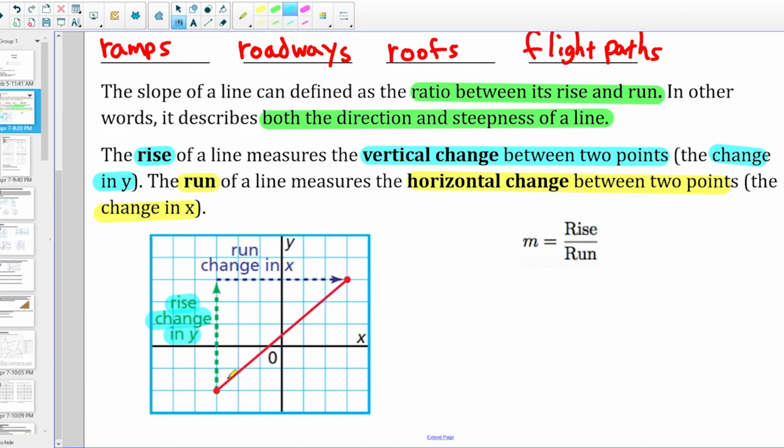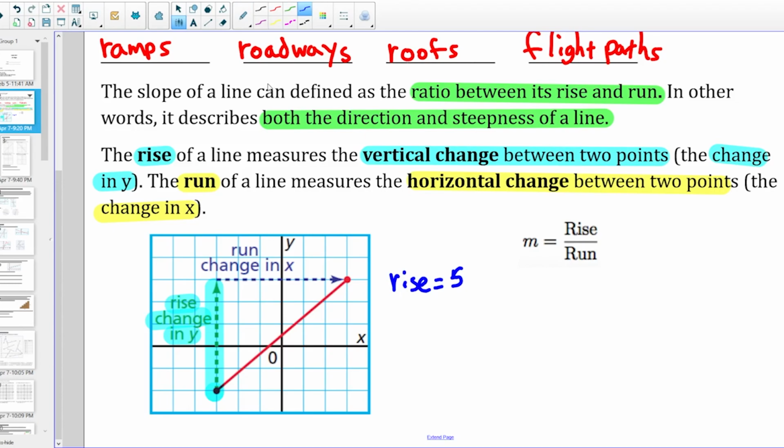If we look at the example down here, we can see that the rise talks about your change in y. So we're seeing how many units we're going to go up from this point to this point. We're counting up, and we can see here that we're going up 1, 2, 3, 4, 5 units. So we can state that the rise in this example would be equal to 5 units. We are going to have a positive 5 because we are counting up.